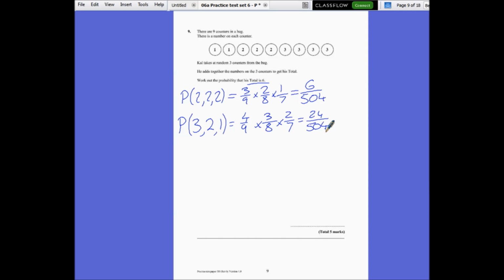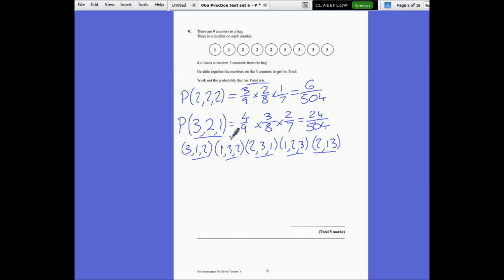Now, there are lots of different combinations of getting a 3, a 2 and a 1. We could have a 3, 2 and a 1, or a 3, a 1 and a 2. We could have a 1, a 3 and a 2. We could have a 2, a 3 and a 1. We could have a 1, a 2 and a 3. Or we could have a 2, a 1 and a 3. So altogether you've got 1, 2, 3, 4, 5, 6 different ways of doing this.